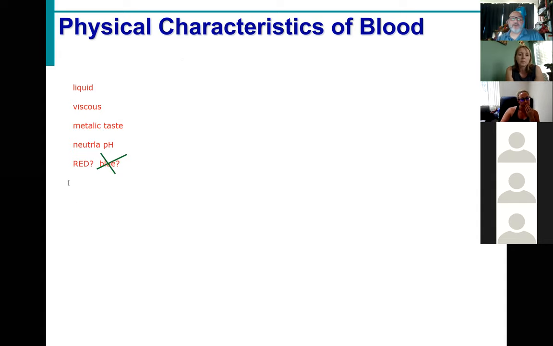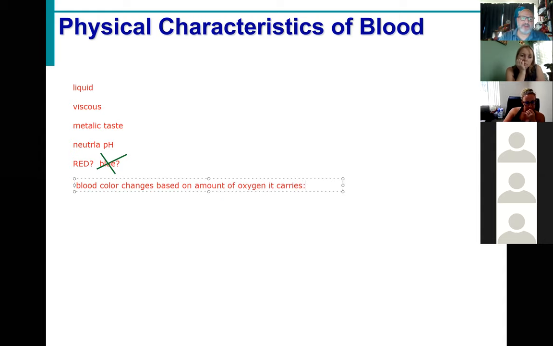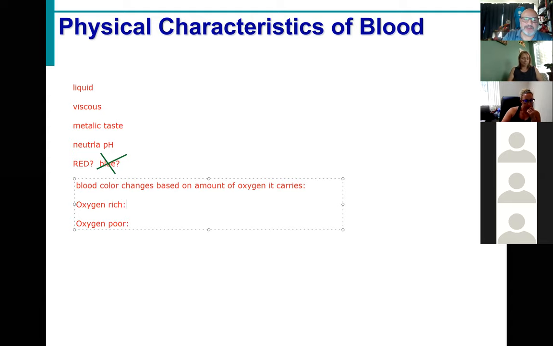Yes. You are correct in that blood color changes based on the oxygen it carries. Right, so blood color does indeed change based on the oxygen that it carries. And what are the two general states of blood in the body? Oxygen rich and oxygen poor. Excellent. We do not have deoxygenated blood in the body. Deoxygenated would mean that the blood had no oxygen in it. And if your blood has no oxygen in it, please see a doctor immediately. Right?